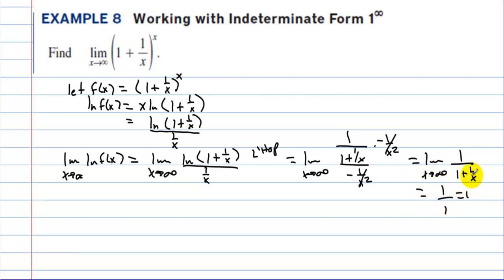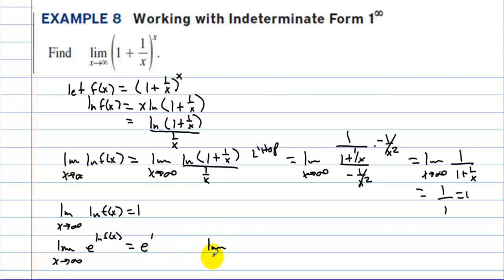When we plug infinity into 1 over infinity, that's actually equal to 0. Well, the answer is not 1. The limit as x approaches infinity of the natural log of f of x is equal to 1. And we can use both of these as the power of e. So we can write limit as x approaches infinity of e to the natural log of f of x is equal to e to the first.